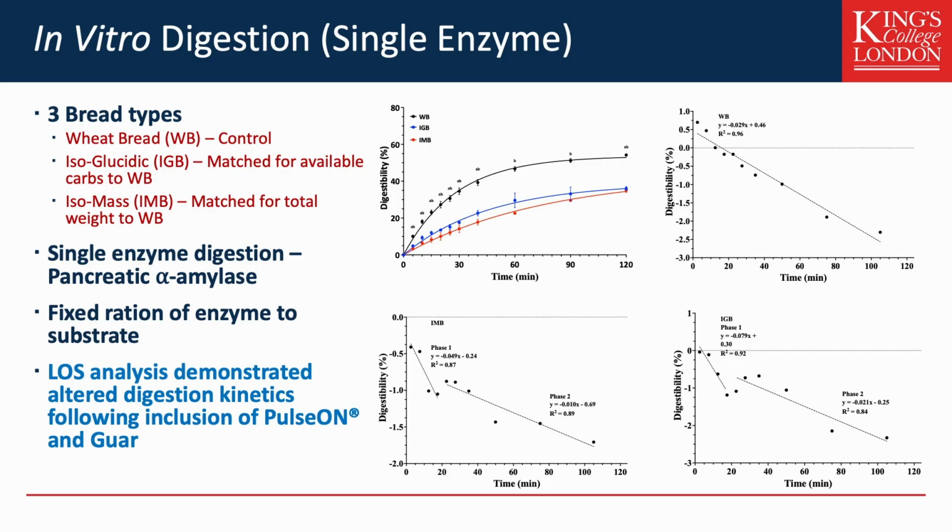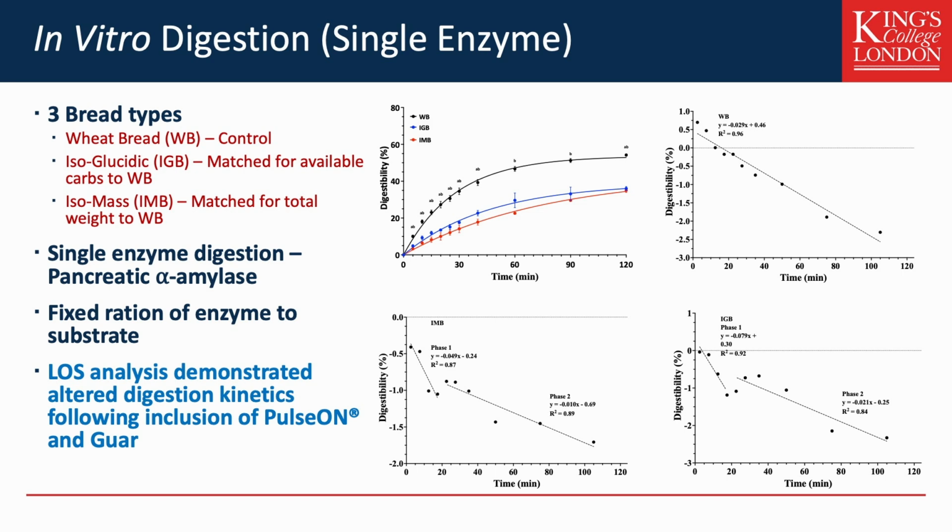Interestingly, the rates are somewhat different between the isoglycemic and the isomass, despite the fact that the composition of the bread is identical, and we think that this is related to the differences in the substrate to enzyme ratios.